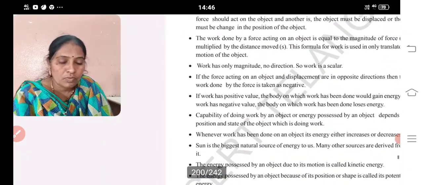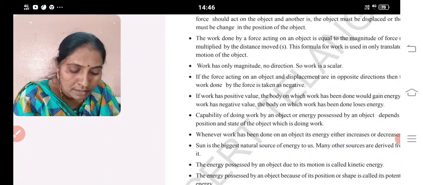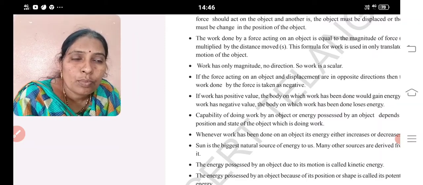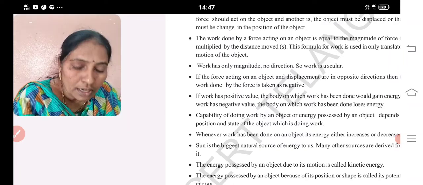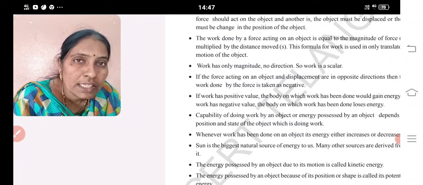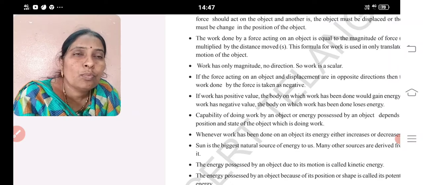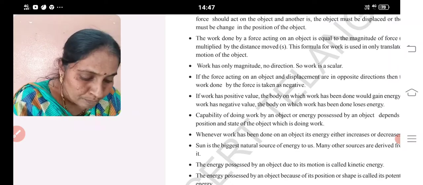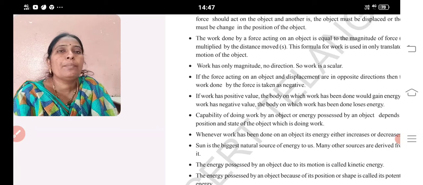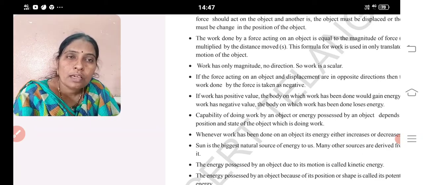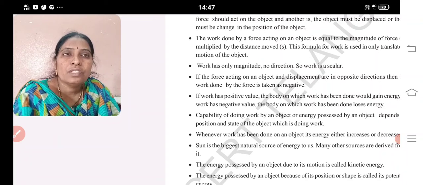Okay, with this we completed work and energy. What is work? Capacity to do work is said to be energy. When energy is applied and an object moves a certain distance, then work is said to be done. And how many types of energies? Kinetic energy and potential energy. Energy possessed by a body due to its motion is said to be kinetic energy. Energy possessed by a body due to its position or shape is said to be potential energy. Kinetic energy is half mv squared, potential energy is mgh.